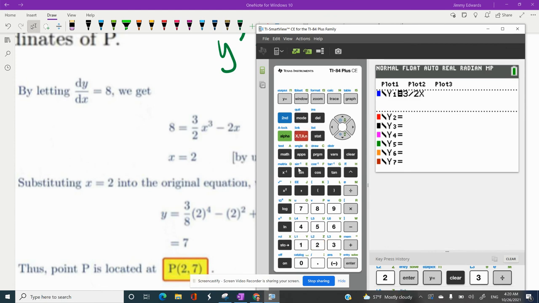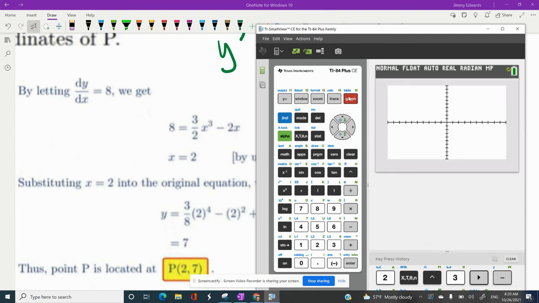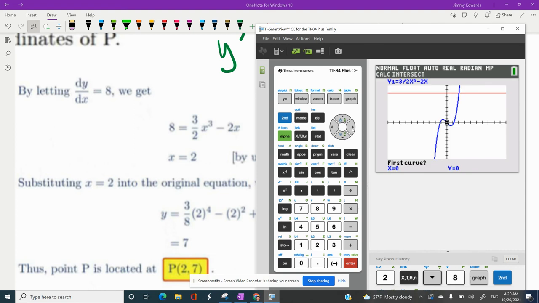So that's going to be 3/2 x cubed minus 2x, and then we'll set that equal to 8. When we graph that, here's what it looks like. Boom, there's our intersection point. You're just going to go to second, calc, intersect, go to the intersection point, and do your first curve, second curve by just hitting enter three times. Enter, enter, enter, boom. We have the point 2, 8.